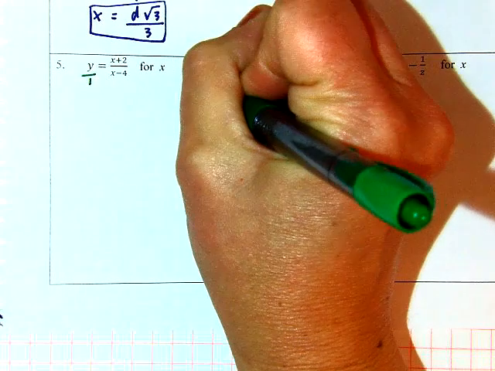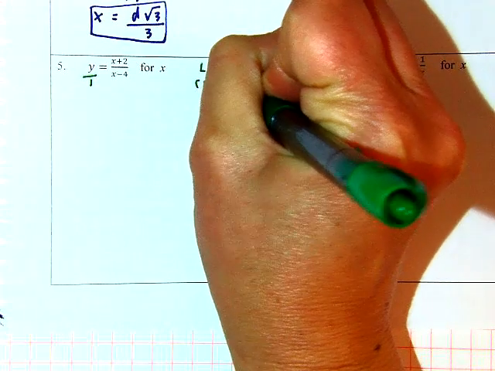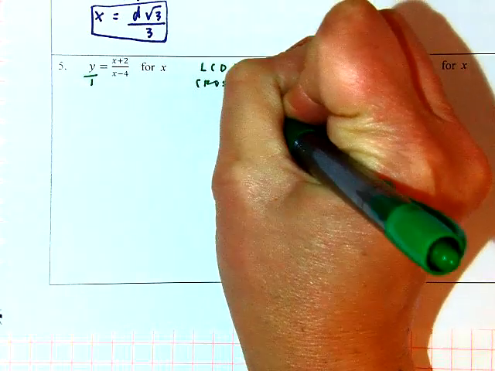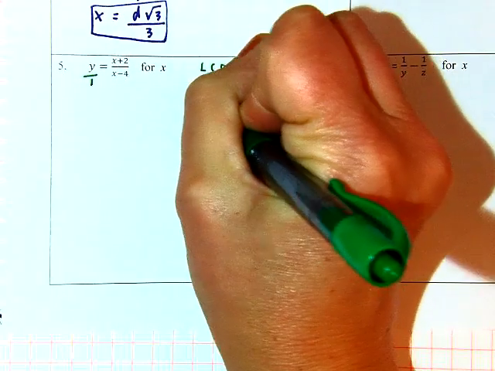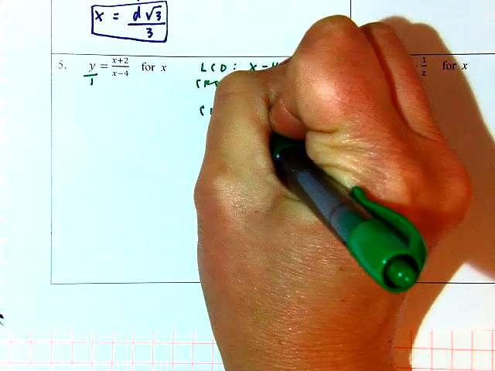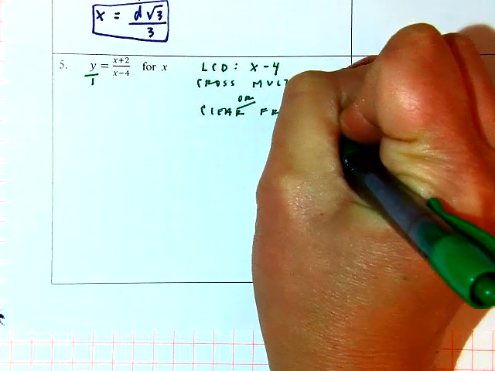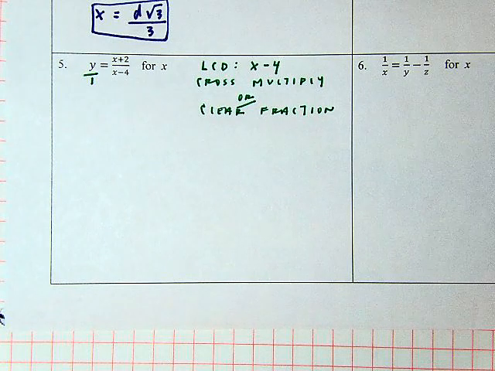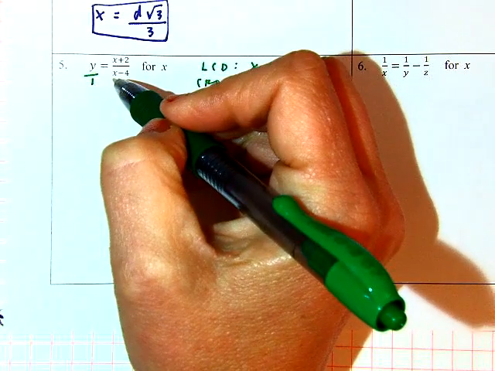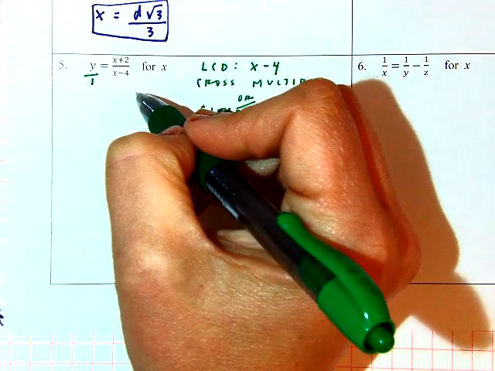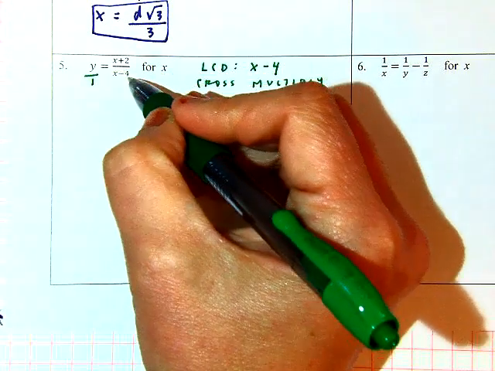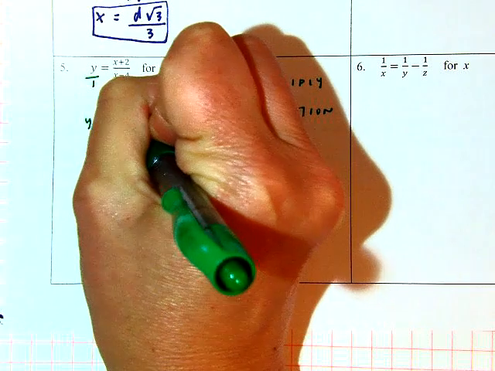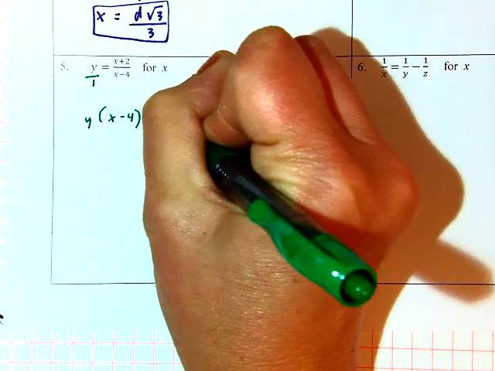So here I'm just going to write a little note. I could either cross multiply because it's a basic proportion, that's fine, or I could look at it as clearing my fraction. So multiply each side by that x minus 4. If I visualize this just as a proportion and I cross multiply, so here I could say that y times x minus 4, I'm just multiplying on those diagonals. So y times x minus 4 will equal 1 times x plus 2.